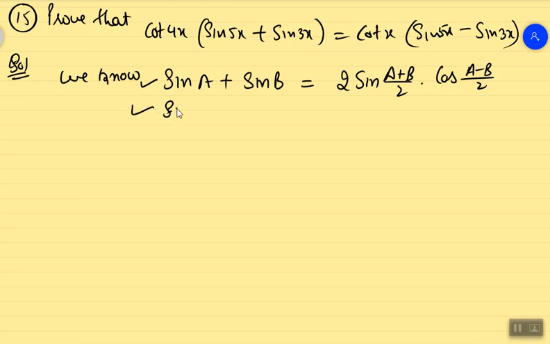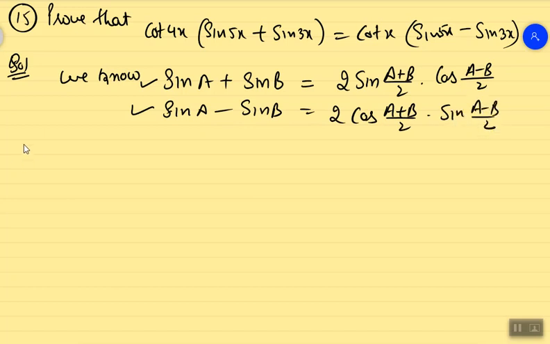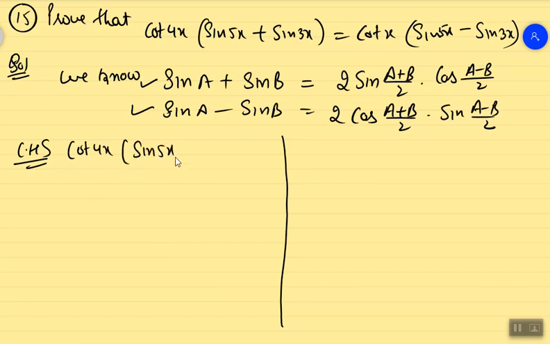The second formula is sin A minus sin B is equal to 2, now cos at the first position, cos A plus B by 2 into sin A minus B by 2. Now the left hand side. So cot 4x (sin 5x plus sin 3x).